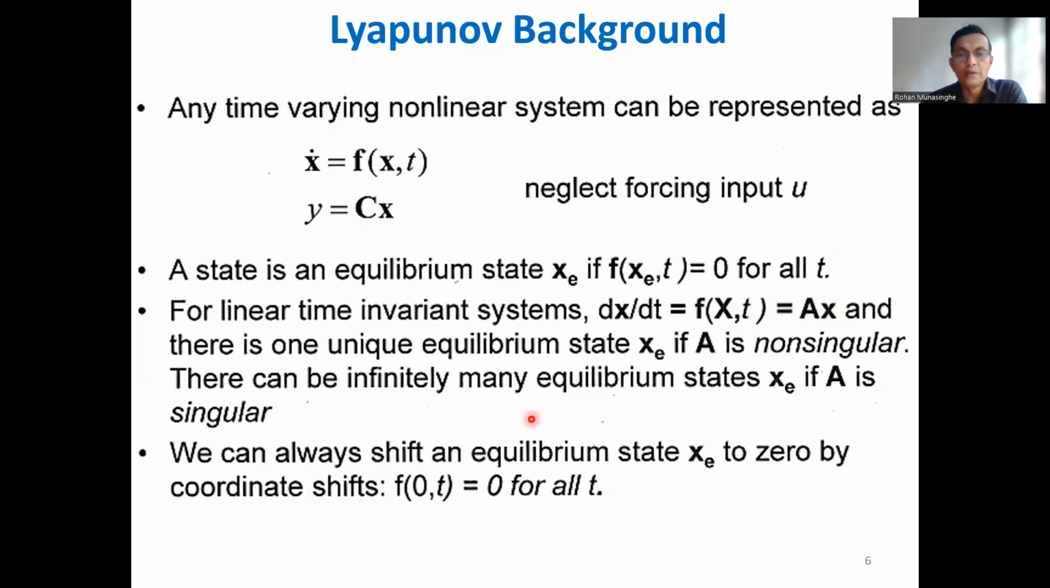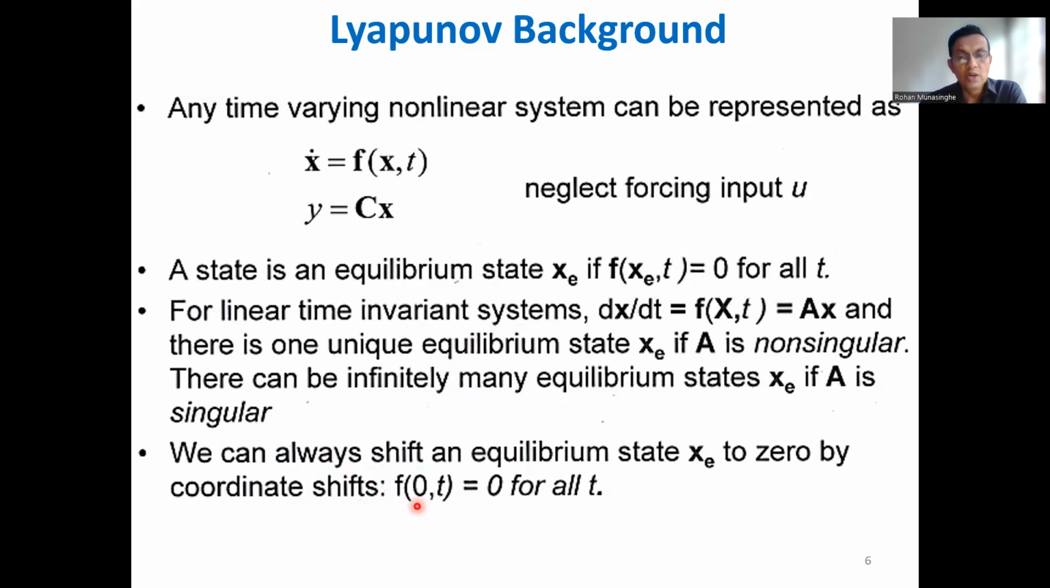It further says that there is one unique equilibrium state, x_E, if A is non-singular. Non-singular means it's invertible. And there can be infinitely many equilibrium states, x_E, if A is singular. We'll not take it very seriously at the moment. We'll proceed, and maybe see it later.